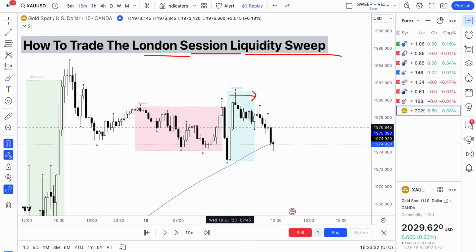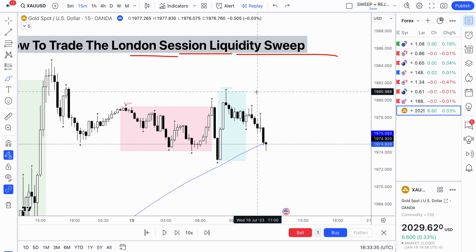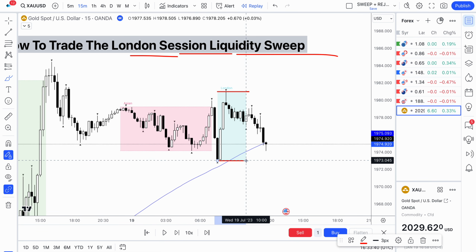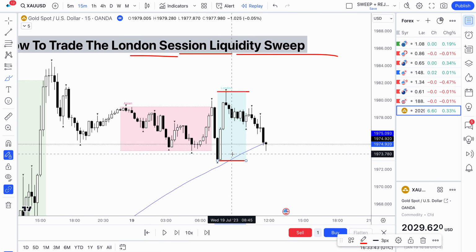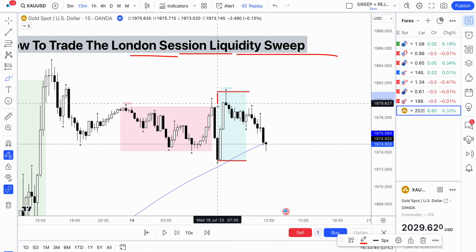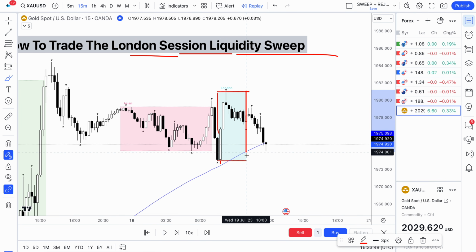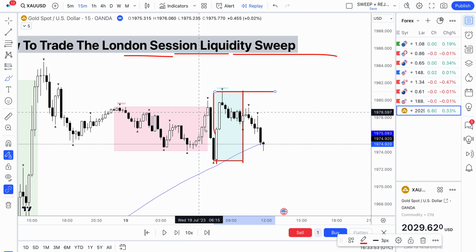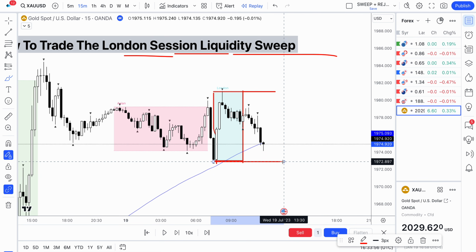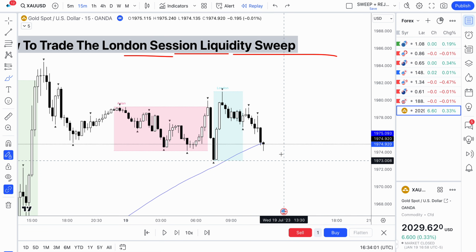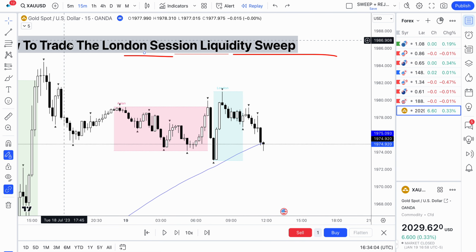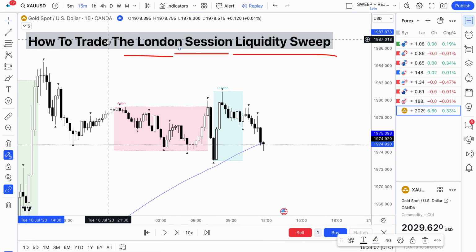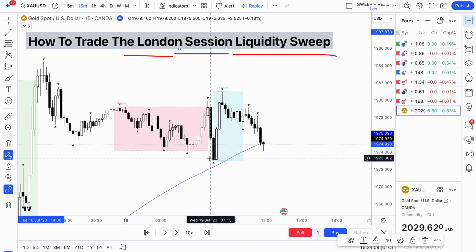The best way to picture this, guys, is that within the London session there is going to be liquidity being built up based off the price action. So you can see ultimately that this London session has created a range, and there's liquidity resting above the high, there's liquidity resting below the low. It's as simple as that. The London session creates a range. Ranges create liquidity above and below the extremes of the range.